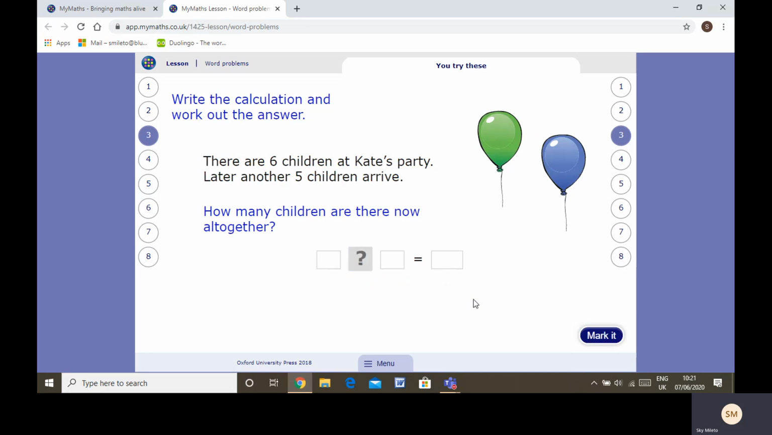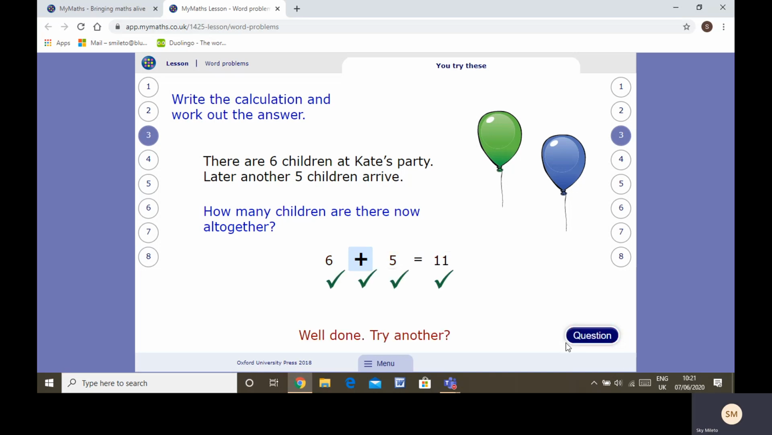Okay, try one more. There are 6 children at Kate's party. Later, another 5 children arrive. How many children are there altogether? The key things I'm looking at are later, another 5 children arrive. How many children are there altogether? So it'll be 6 plus 5. And that will equal 11.